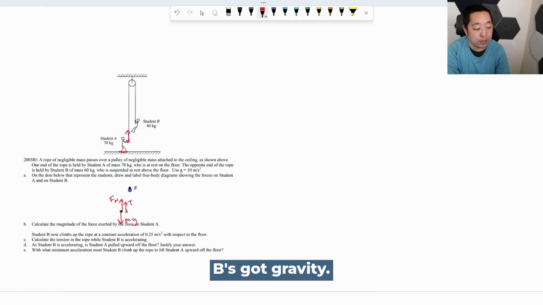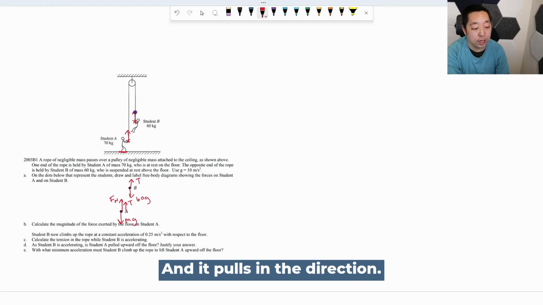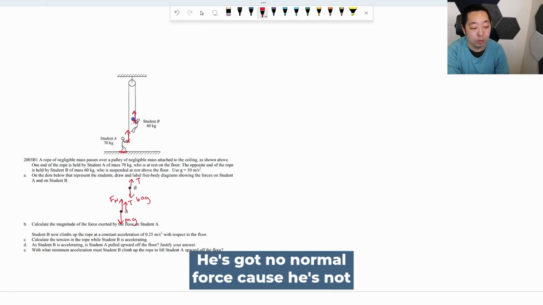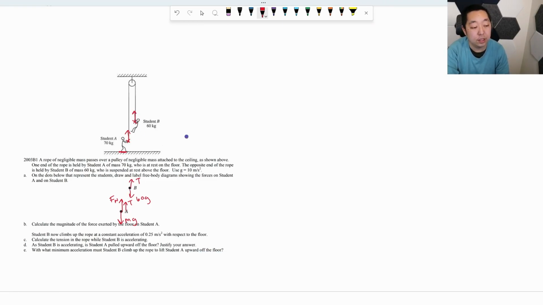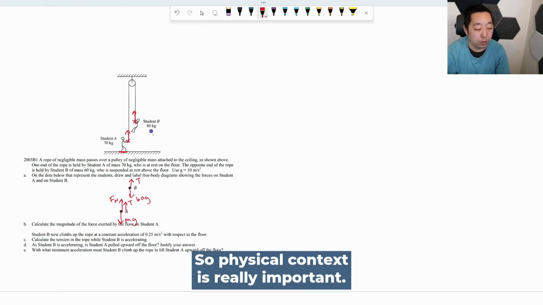How about B? B's got gravity, 60g in this case, or mg. And then he's touching a rope, so he's got tension also. And it pulls in the direction of the rope. Nothing else is touching him. He's got no normal force because he's not touching anything else. So physical contact is really important.